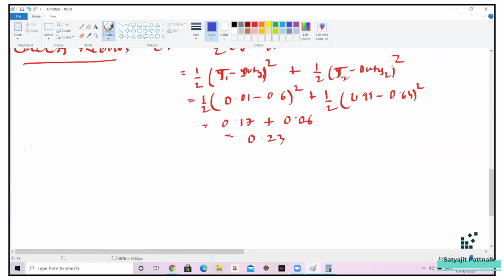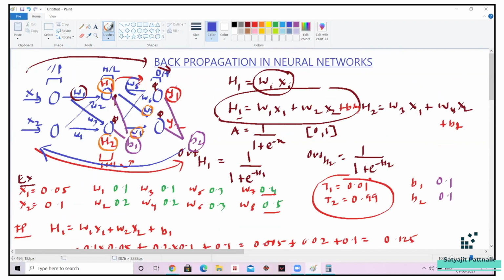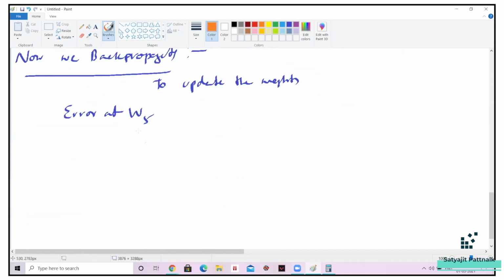So now we backpropagate. Just ignore my handwriting. Backpropagation is nothing but updating the weights. So let's find the error at W5. We'll find the error at W5, this one. This particular weight, what is the error? We'll try to find that. So what is the error at W5?